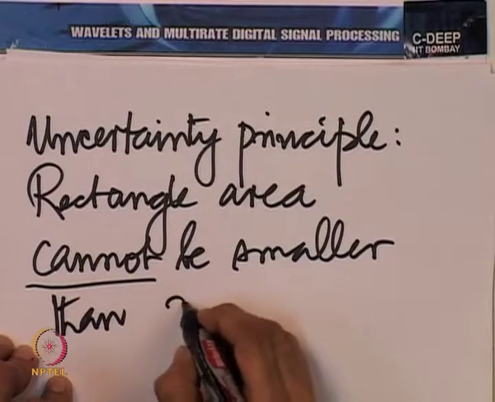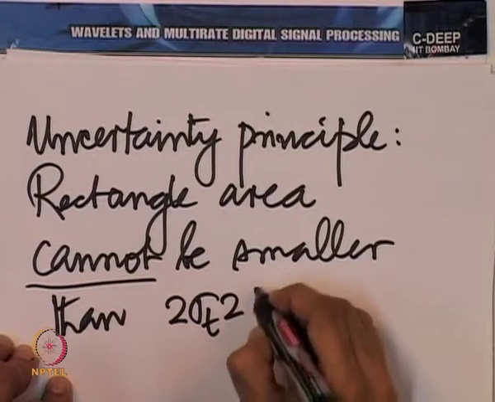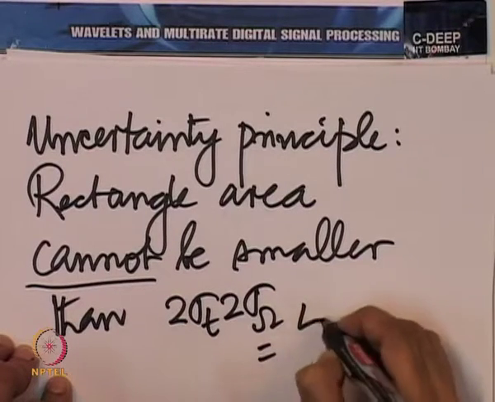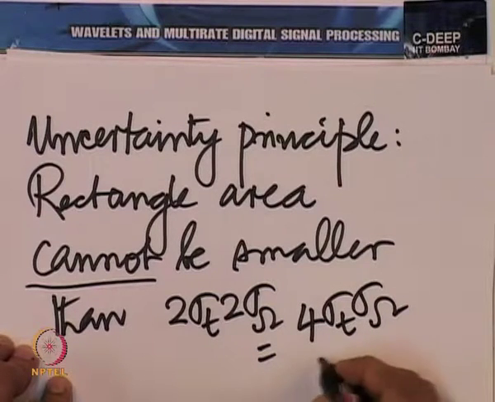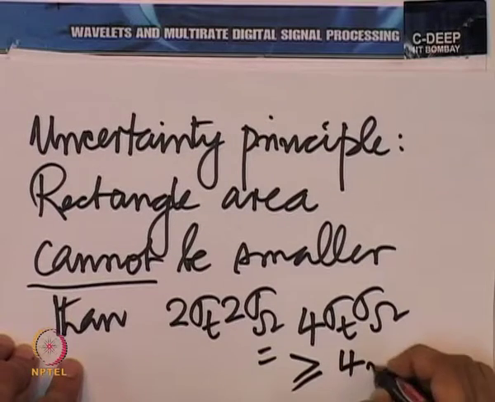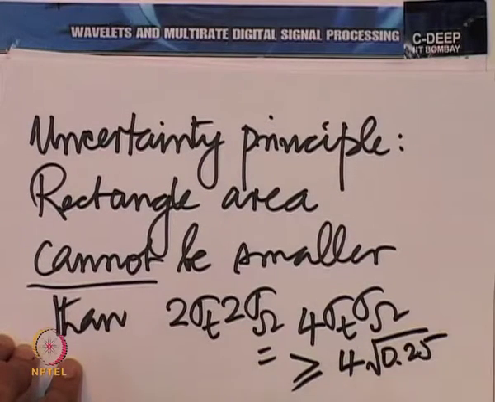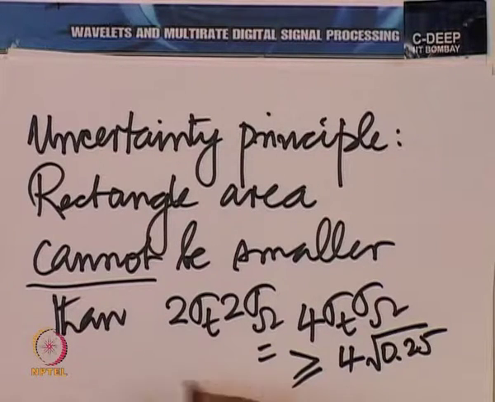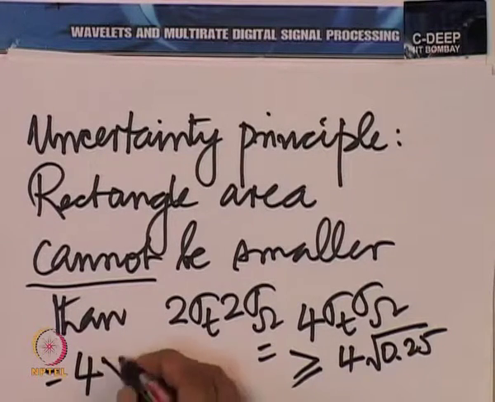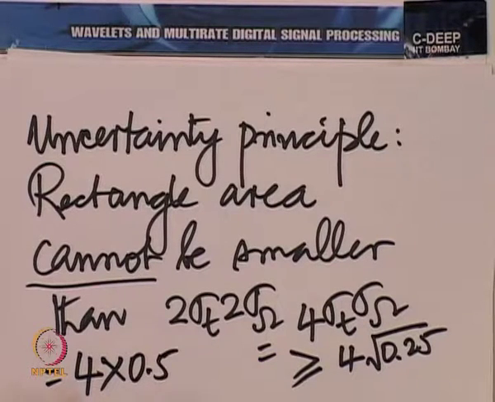well, how much? 2 sigma t into 2 sigma omega, that is 4 sigma t sigma omega greater than or equal to 4 times square root of 0.25, which is 0.5. So, that is 4 into 0.5. That is the smallest area that it can have, 2 units. The area of the rectangle cannot be smaller than 2 units.